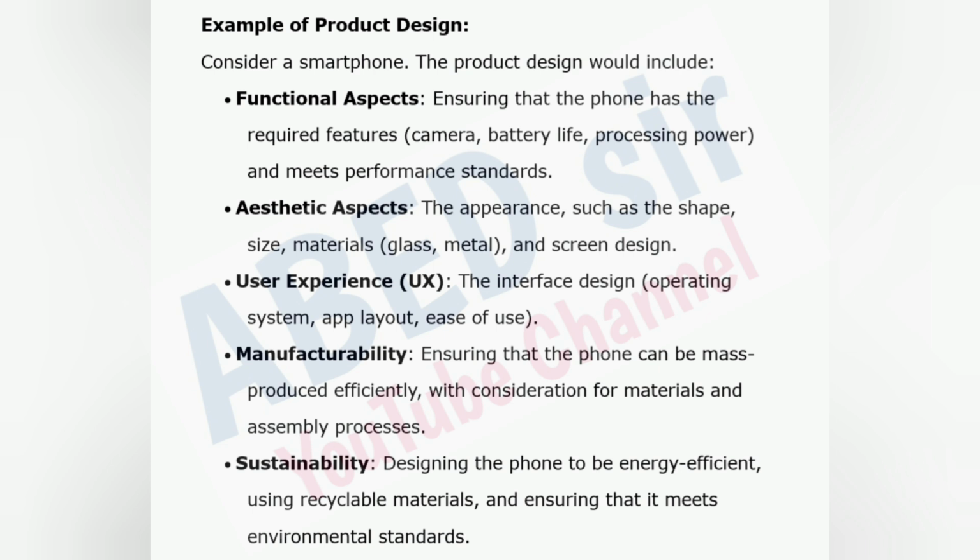Example of product design: consider a smartphone. The product design would include functional aspects, ensuring that the phone has the required features, camera, battery life, processing power, and meets performance standards. Aesthetic aspects, the appearance, such as the shape, size, materials, glass, metal, and screen design. User experience, UX, the interface design, operating system, app layout, ease of use.